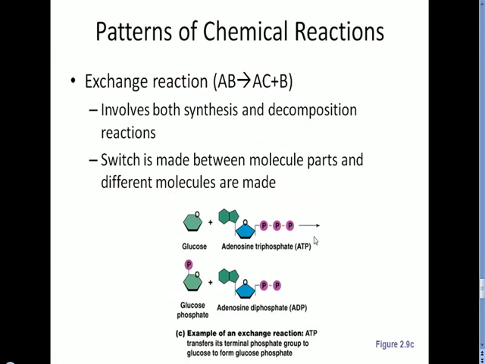You can also have exchange reactions where I take a molecule that has a couple of parts and I trade those parts. That's considered to be an exchange, where you're switching parts between molecules.